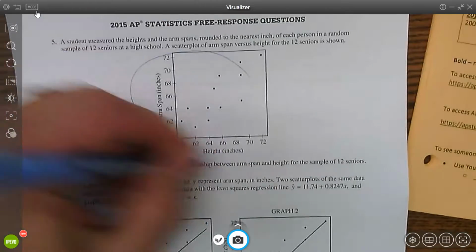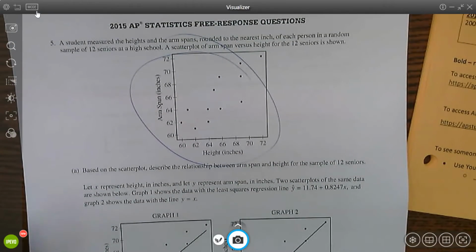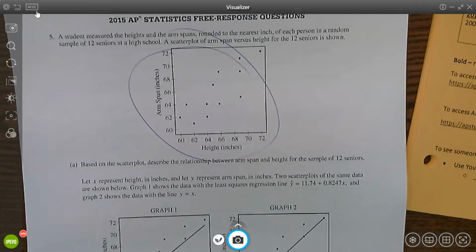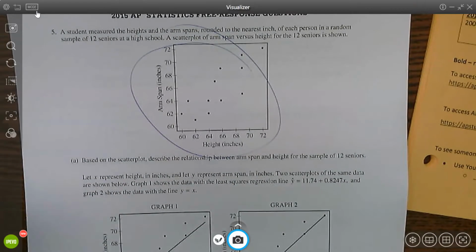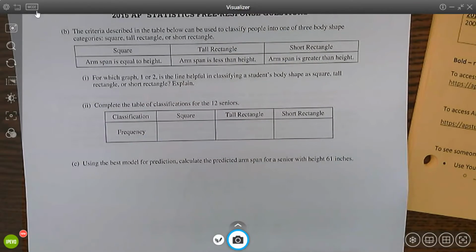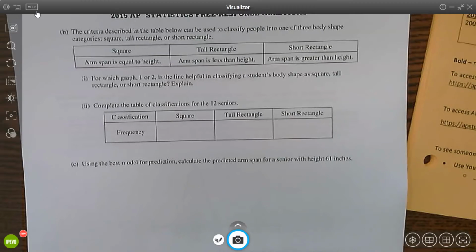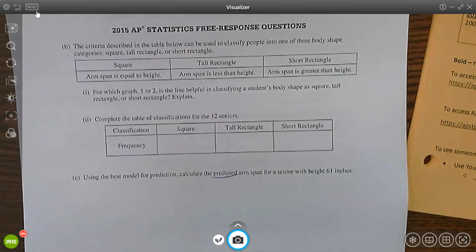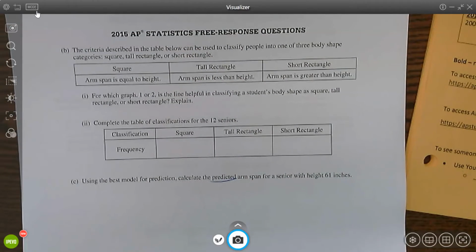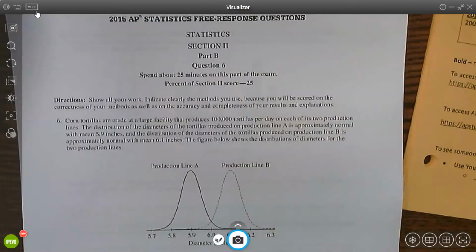Question 5, I see a scatter plot. This is exploring data, two variables. This is dealing with regression analysis, like least squares regression line, residuals. Prediction, this is probably getting into residuals. Residual equals actual minus predicted.